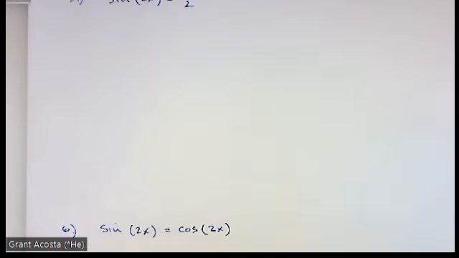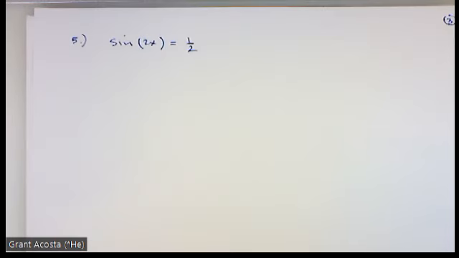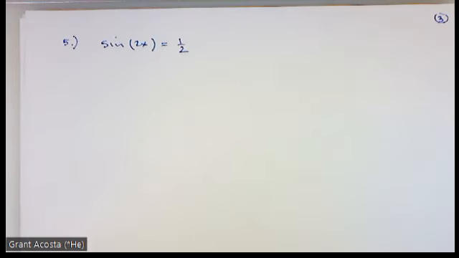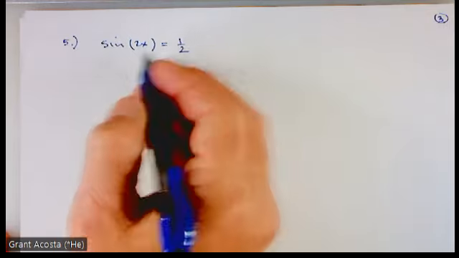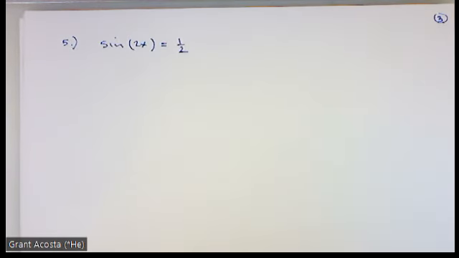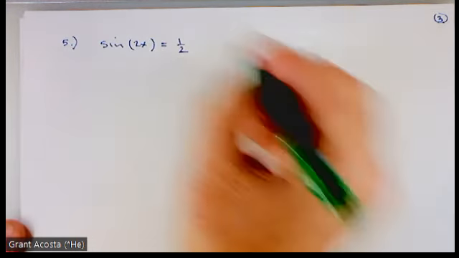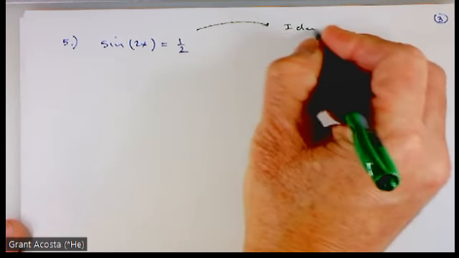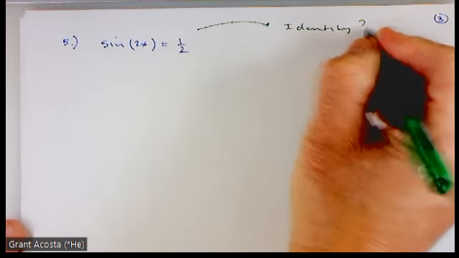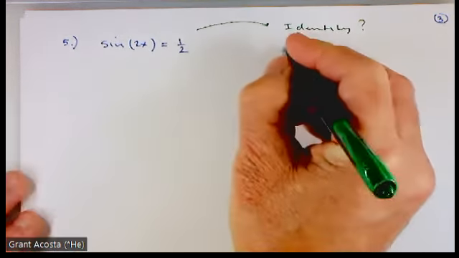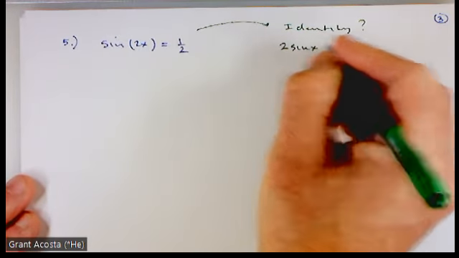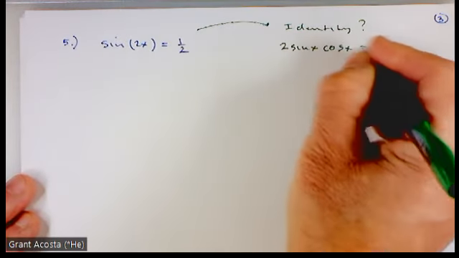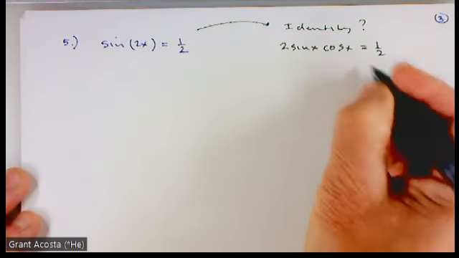Okay. So this, two more examples here. All right, here's another sine of 2x. Like I had on the previous problem, we used an identity for that one. But think about what would happen if I tried to use the identity here. The identity for sine of 2x is 2 sine x cosine x equals 1/2.